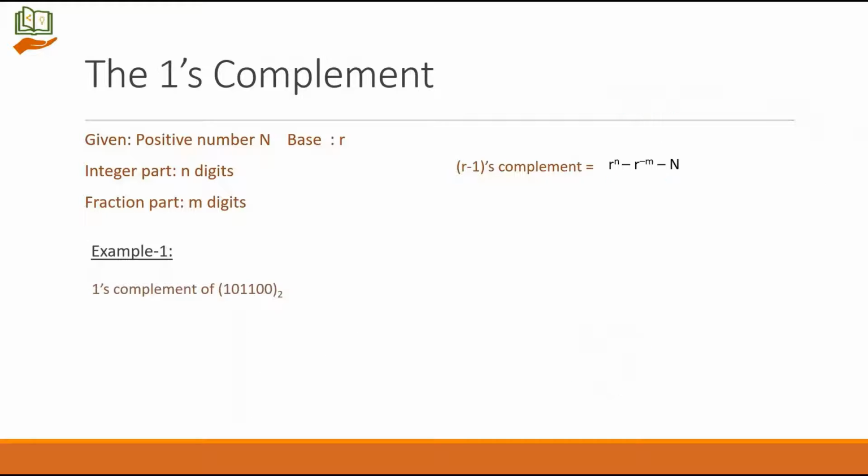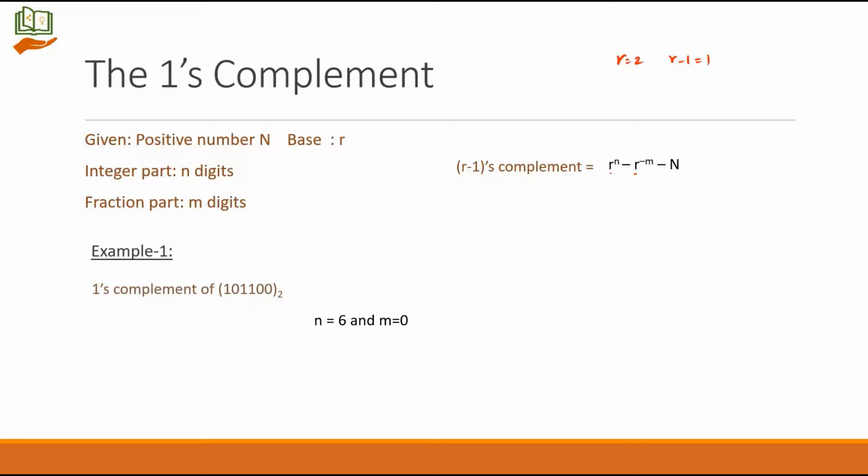Now let's get into the 1's complement. So if r is equal to 2, r minus 1 will be 1. So whatever representation here they have given in r will be taken as r is equal to 2. The 1's complement of 1 0 1 1 0 0 is. So here we have n is equal to 6, and m is equal to 0 because there is no fractional part. So let's have n is equal to 6 and m is equal to 0. So how will this be taken?